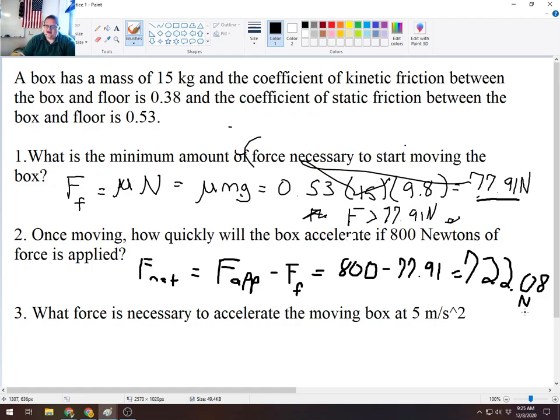So the question asks, how fast would it accelerate? Once we know the net force, it's really easy. We just use Newton's second law. F net equals ma. So if I want to find the acceleration, you can see I would divide both sides by the mass to get a by itself.